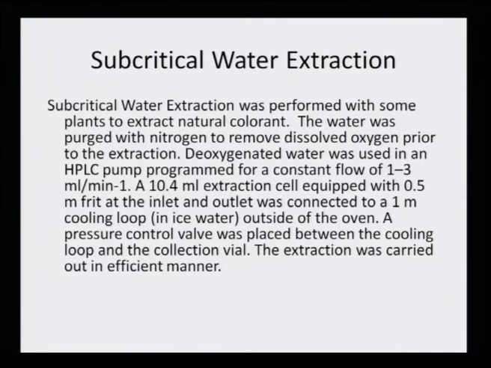Deoxygenated water was used in an HPLC pump programmed for a constant flow of 1 to 3 ml per minute. A 10.4 ml extraction cell equipped with 0.5 meter frit at inlet and outlet was connected to a 1 meter cooling loop in ice water outside of the oven. A pressure control valve was placed between the cooling loop and the collection vial. The extraction was carried out in an efficient manner. This was based on making liquefied water into a gaseous phase and then cooling it again to get the liquid. That is how it was made use for extraction.